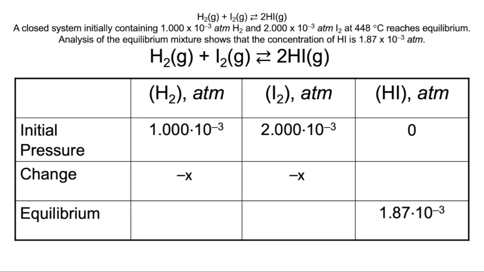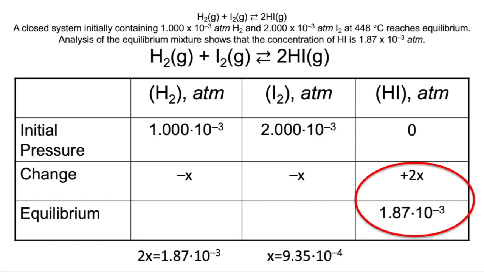In this case, HI has a coefficient of 2. And because it has the coefficient of 2, we know we're going to get 2 times the amount of HI as each of the hydrogen and iodine that has reacted. So now we have a situation where we know that 2x is the same as 1.87 times 10 to the minus 3. That means we can solve for x. x is just 9.35 times 10 to the minus 4, half as much as our 2x.